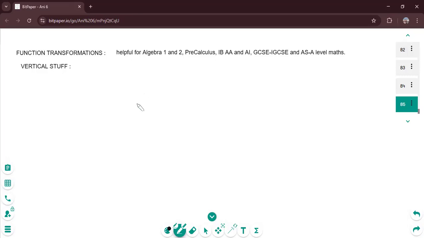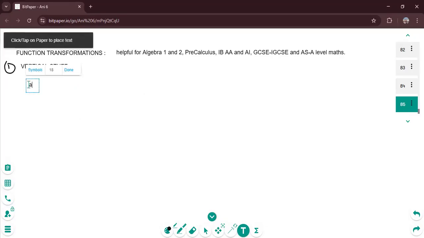I have broadly classified it into two parts. One is vertical stuff and the other is horizontal stuff. Now, vertical stuff basically acts on the y coordinates because the vertical axis is the y axis. So when I talk about vertical stuff, it is only acting on the y coordinate of a particular point. So under vertical stuff, the first transformation is called a vertical translation or a vertical shift.